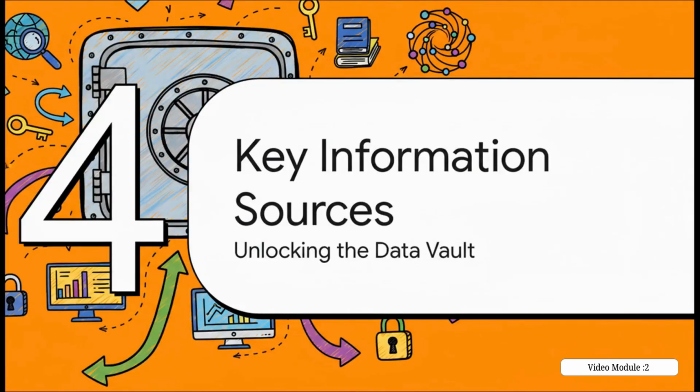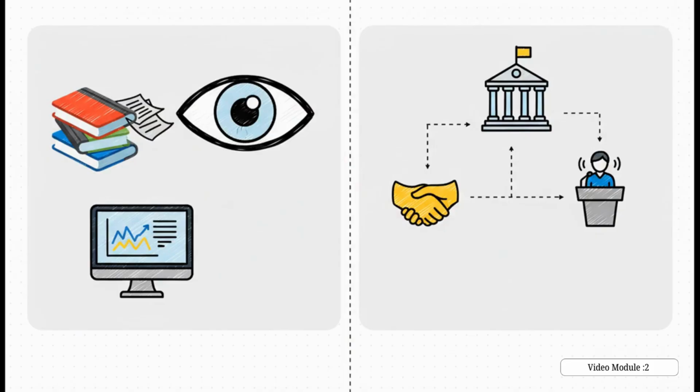Okay, so we know what information we need and we know why we need it. The million-dollar question is still, where do you actually find all this stuff? Well, let's unlock that data vault. The good news is we can break down all the sources into two main buckets to make it way easier to handle. First, you've got published data. Think reports, stats, stuff you can read.